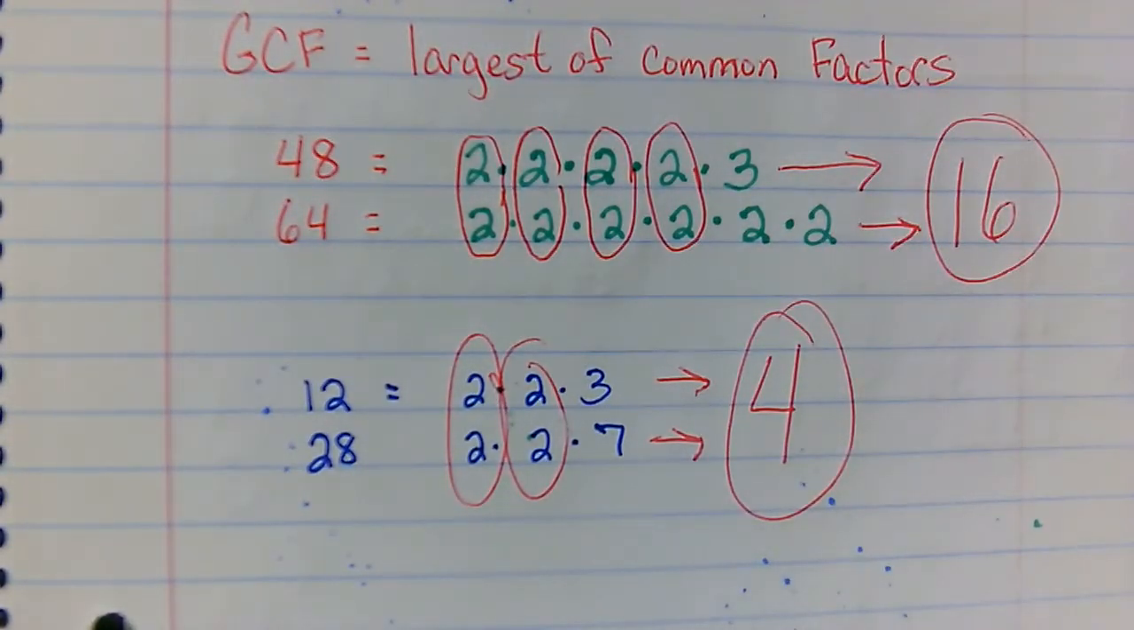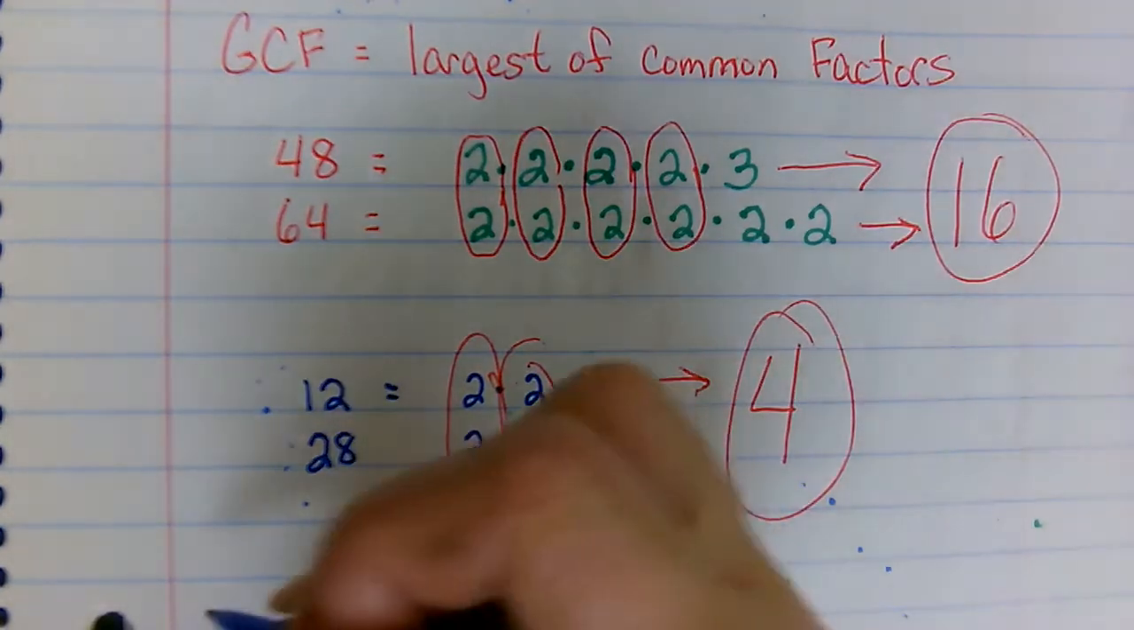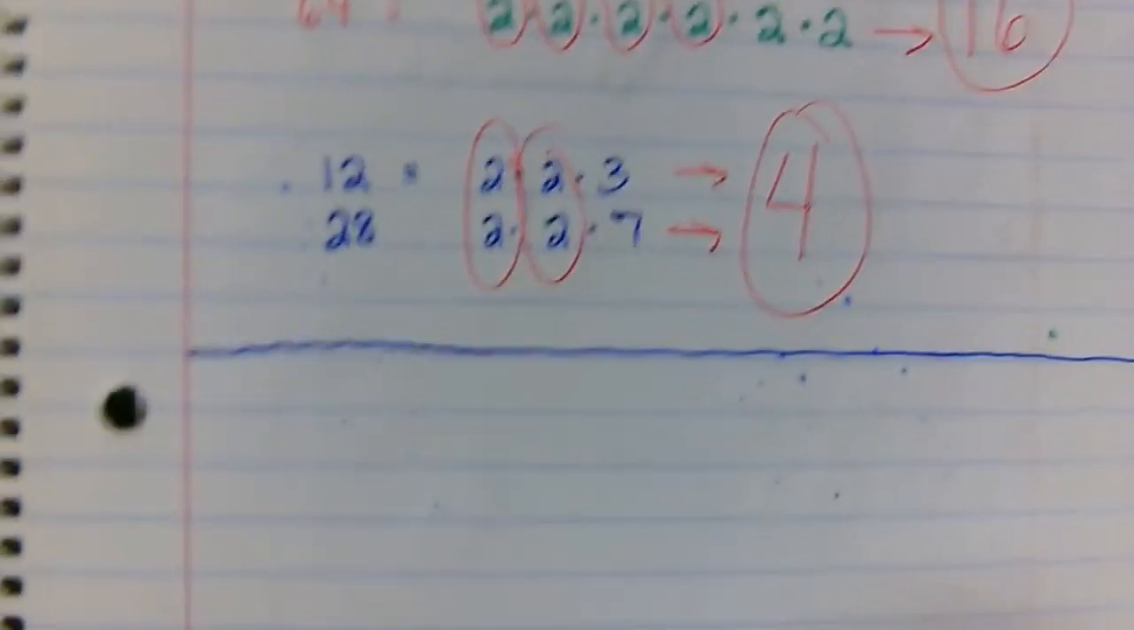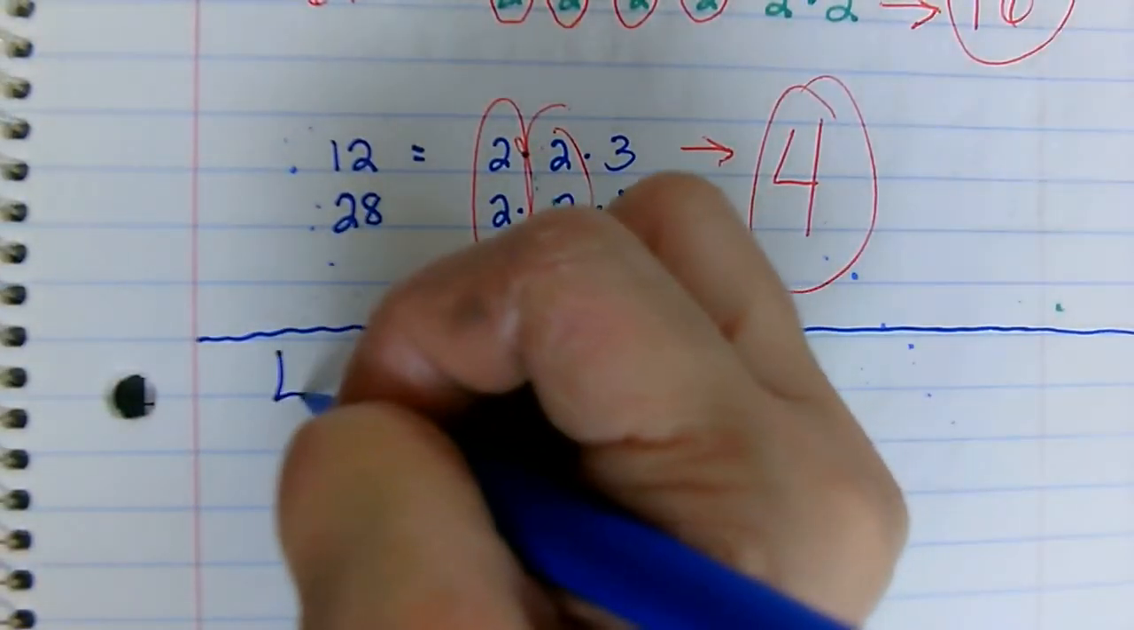Now let's go on to the next part, and that is least common multiples. All right? Least common multiples. So in least common multiples, that's the smallest of the common multiples. And so I'm going to just draw a line under here. And we'll abbreviate this time, just call it LCM.